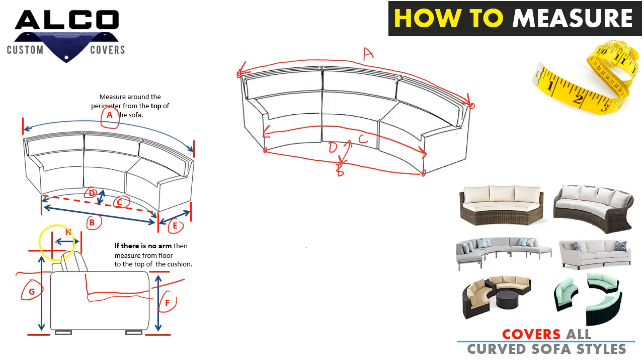And H is the depth of your cushion. So you may have a cushion here. You may not. Maybe it's down here, hidden under the arm. If there's nothing for H that sticks out in this depth, you could just put 0.